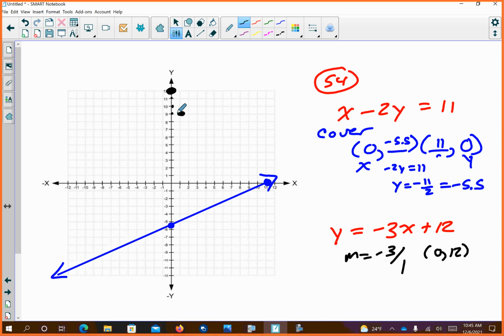Now, friends, if you don't feel comfortable with graphing something like this, and I know that your graph only goes up to 10, so you're just doing the best you can, watch this. Down 3, right 1, down 3, right 1, down 3, right 1, down 3, right 1. Notice I use the slope to take it all the way down.